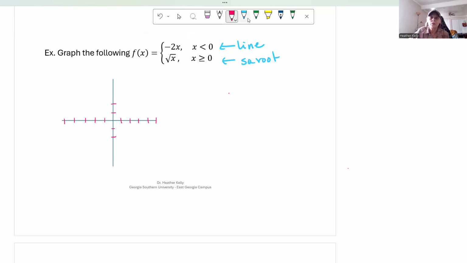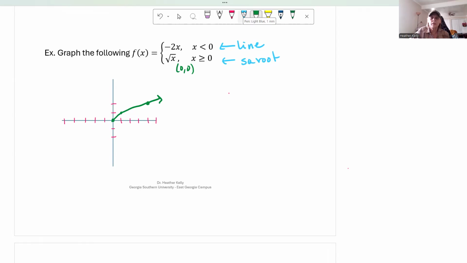Okay, now we're dealing here with the square root. It's definitely starting at the origin of 0, 0. So the square root of 0 is 0. The square root of 1 is 1. The square root of 2 we don't know. The square root of 3 we don't know. The square root of 4 we know is 2. So that gets that piece going.